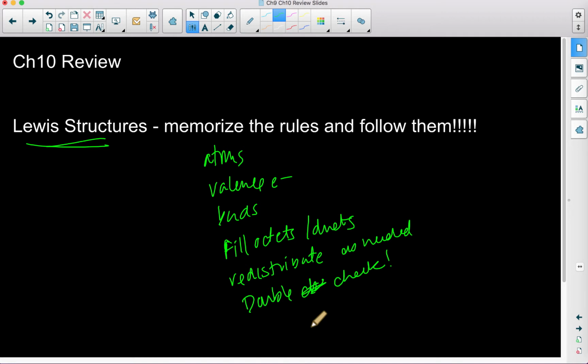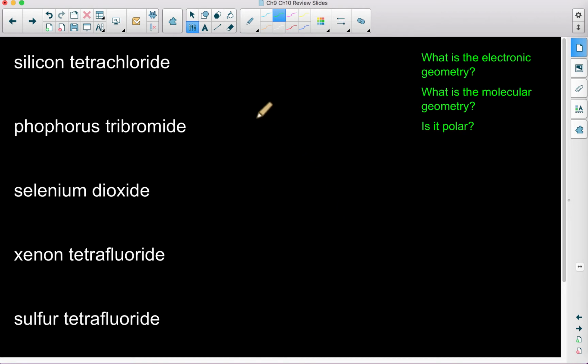All right, so let's do some practice together. So let's say that we were given all of these and we could be asked any of these questions. We could be asked, what is the electronic geometry, or what is the molecular geometry, or is the molecule polar? All of those really mean what? Any one of these questions really means draw a Lewis structure. We have to do some interpretation after that, but all of these questions start with draw a Lewis structure.